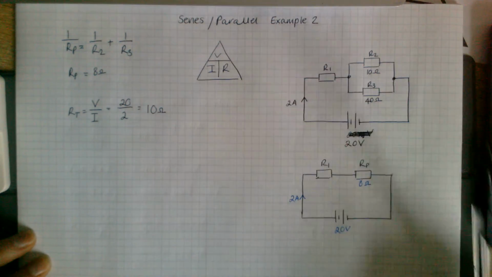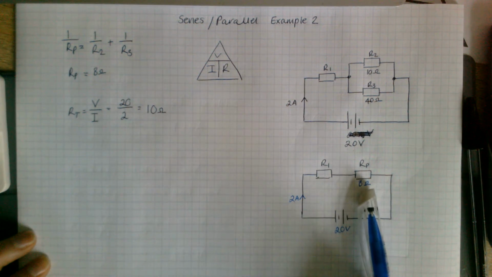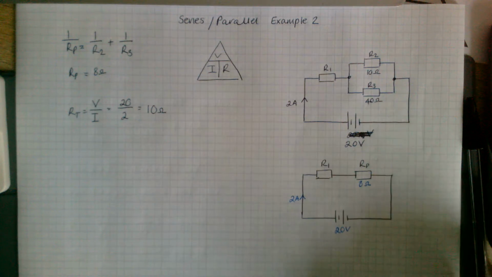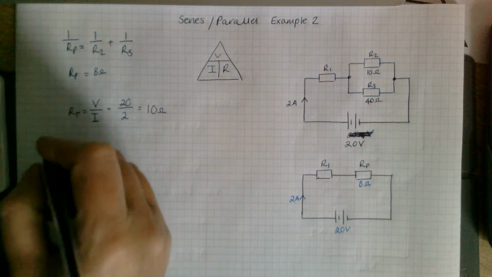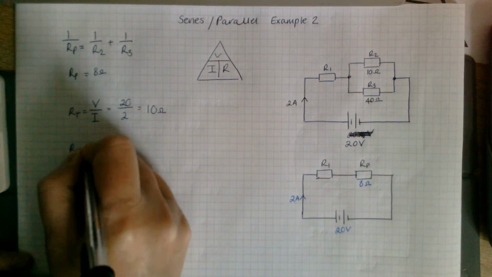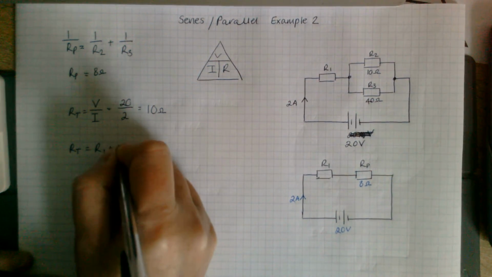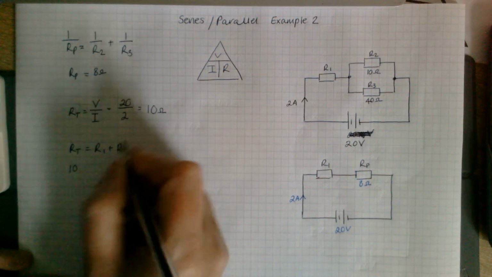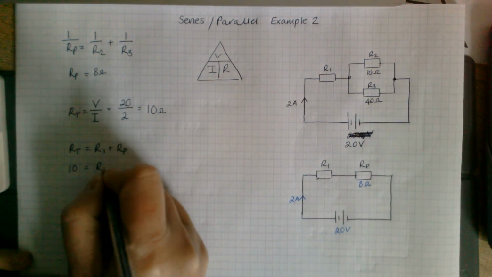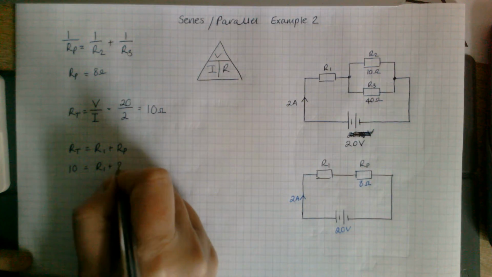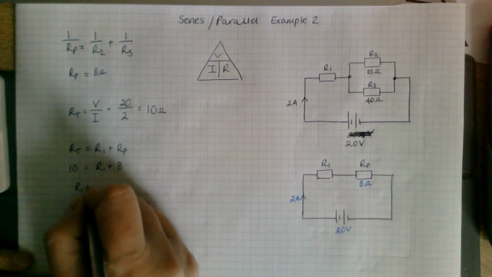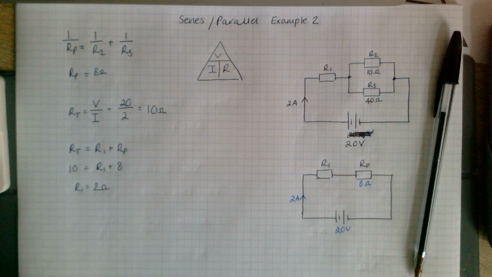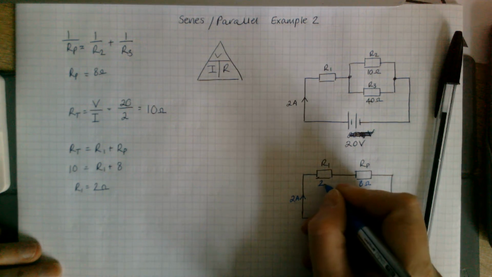So 10 ohms. So I know I've got 8 ohms here, and I've got 10 ohms in total. So R1 must be 2. So that's going on the basis that in a series circuit, R total would be R1 plus RP. You know your R total is going to be 10, that's from there, equals R1 plus the 8 from RP. So R1 must be 2 ohms. That gets you the value in there.